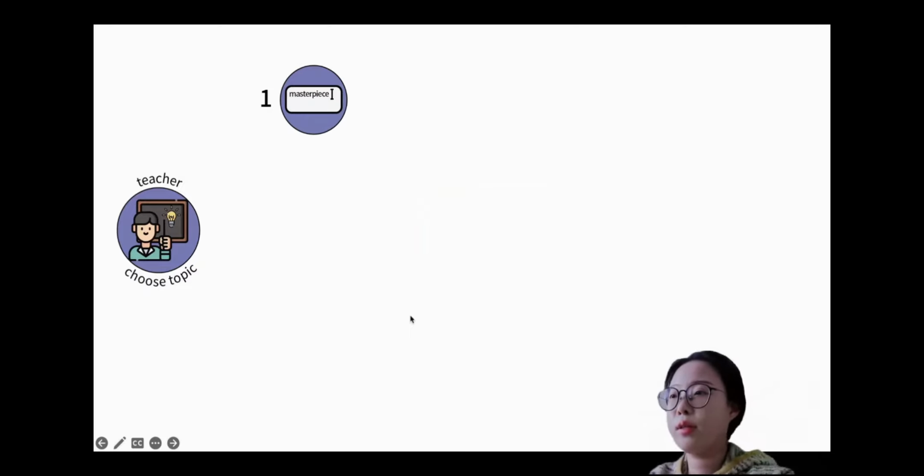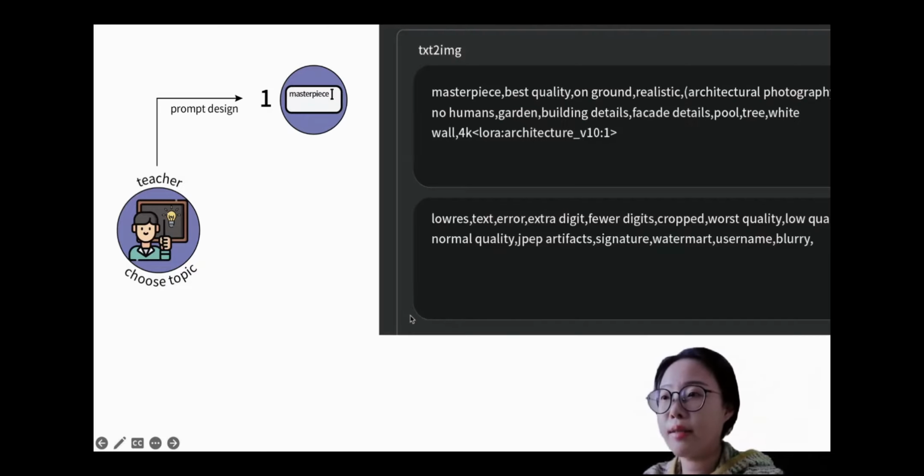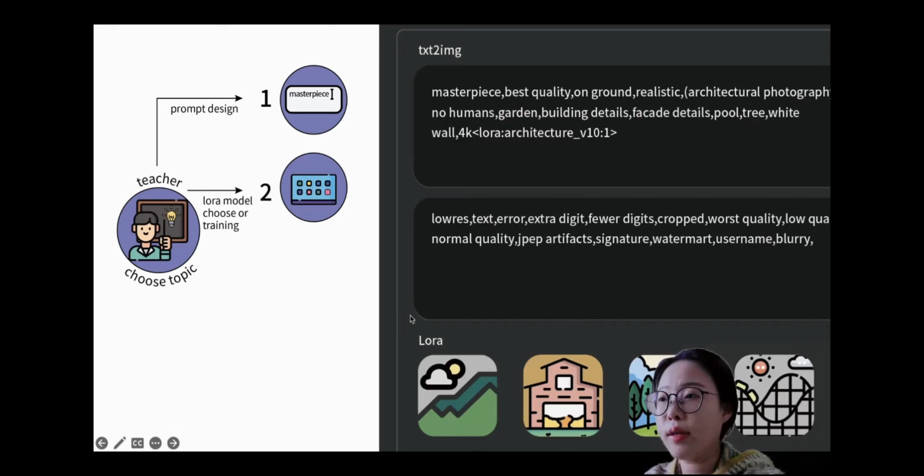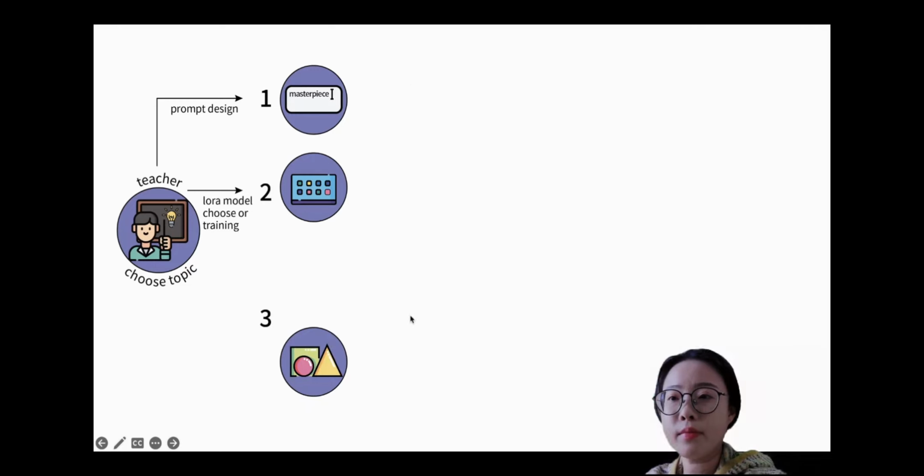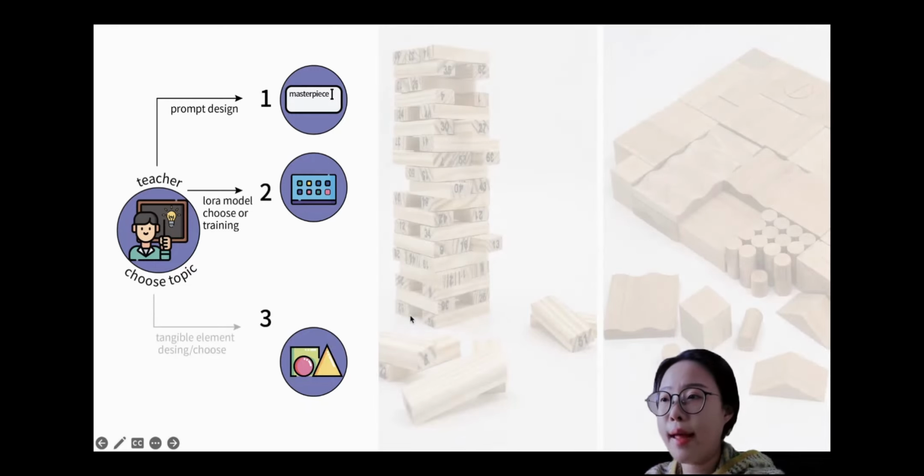First, teachers initiate the pipeline by designing prompts that align with the educational objectives and the chosen theme, such as landscape or architecture. Second, choose or train a LoRA model that fits the theme. In this step, teachers carefully choose or design tangible elements that correspond to the theme and prompts.